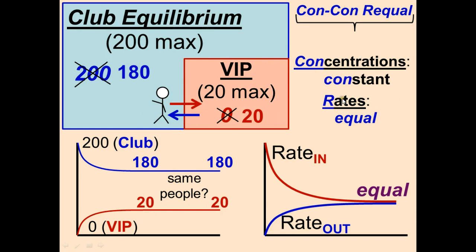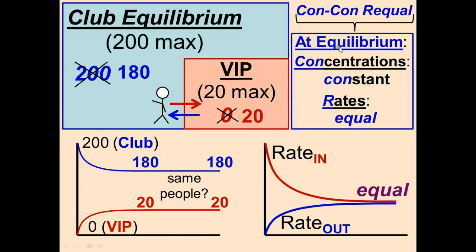So this is con-con-requal. And it's always important to know that the concentrations are constant, not equal, but the rates are equal, which sort of makes the concentration constant, even though it's called equilibrium. So just get this straight. Concentrations, or the number of people or molecules, whatever you want to think about, are constant, but the rates are equal. So hence this constant area.